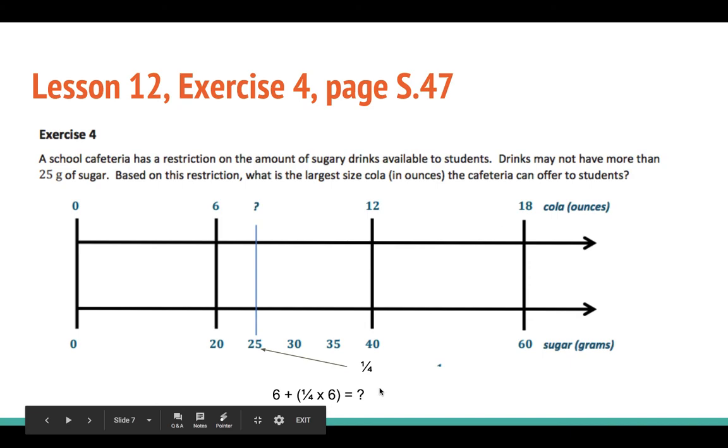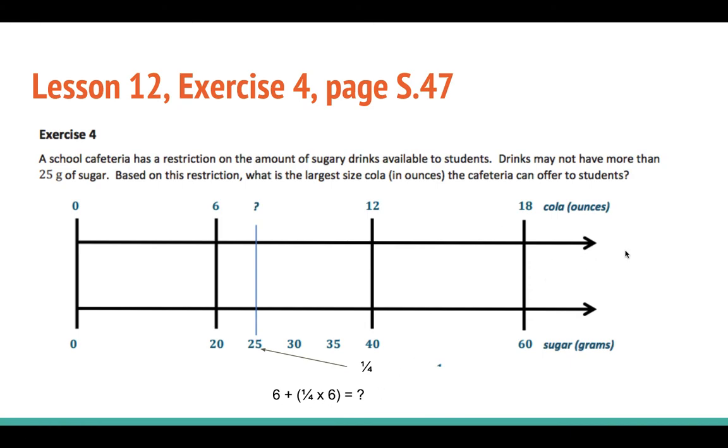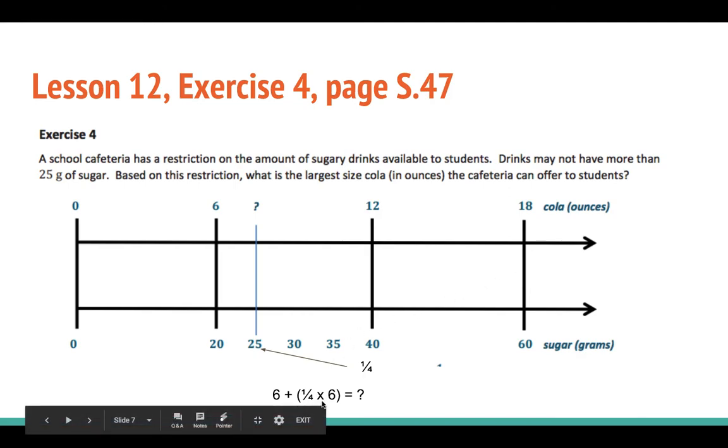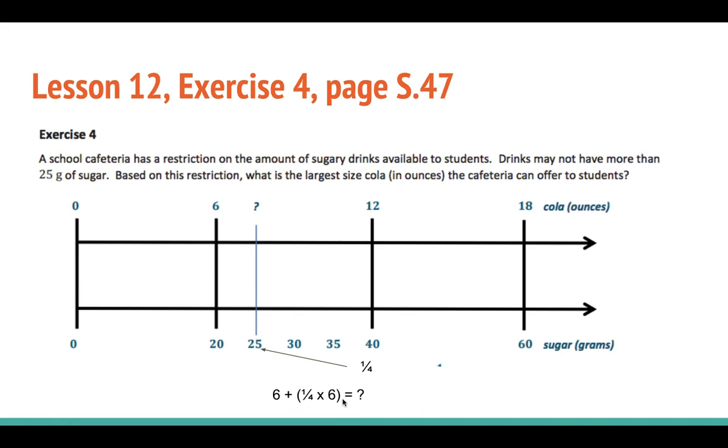Once again, if you need help with multiplying with fractions, let me know. Basically, 1/4 times 6 means 1/4 times 6 over 1, and then you multiply across. Okay, pause this video to solve this problem.